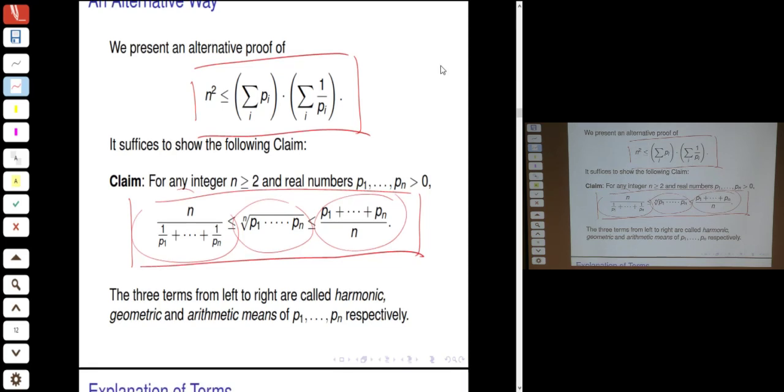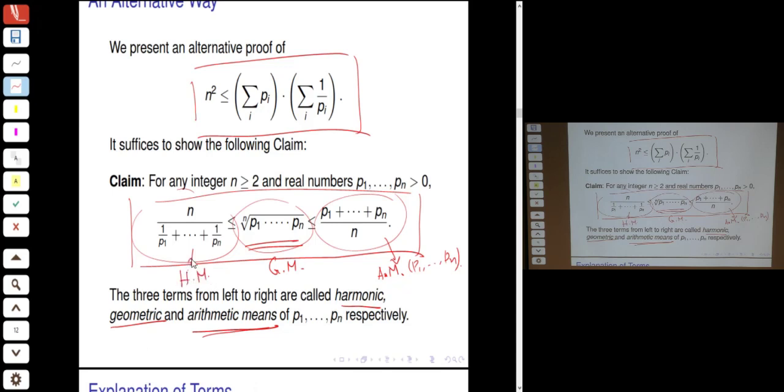So, the three terms: this is the mean that we are all familiar with, but it is also called the arithmetic mean, or AM. So, this is called the AM, or the arithmetic mean, of p1, p2, pn. This is the geometric mean, GM, and this is the harmonic mean, HM, of p1, p2 up to pn.